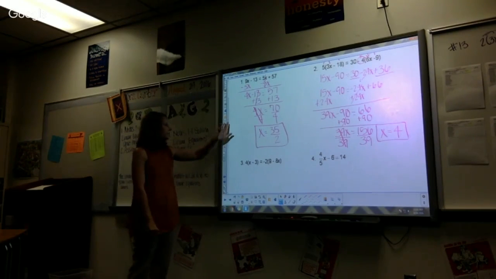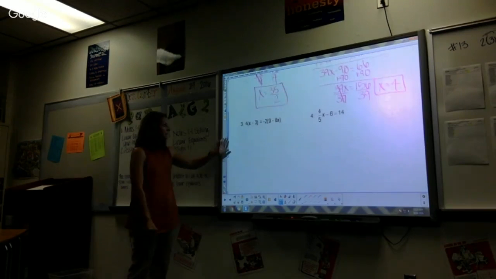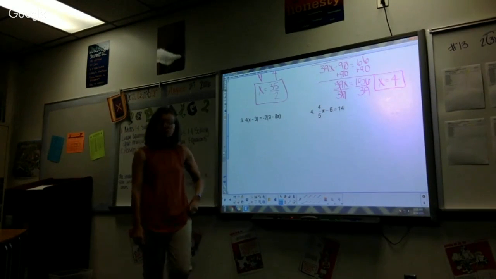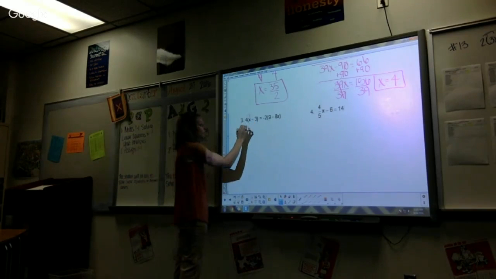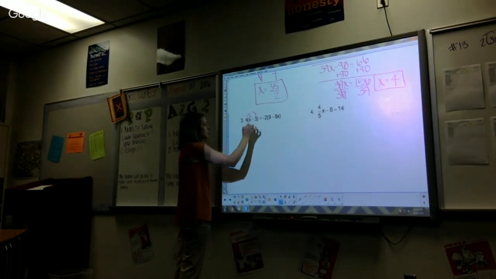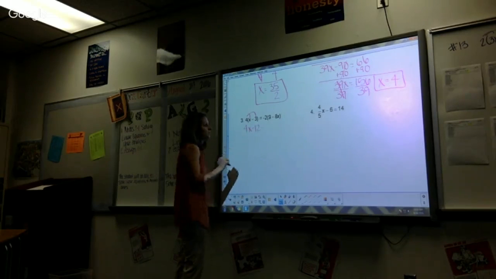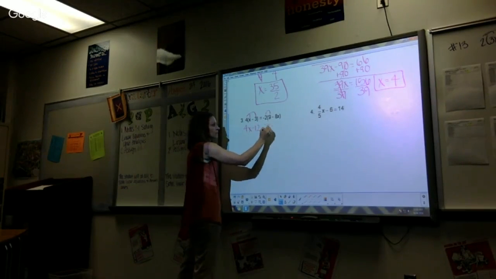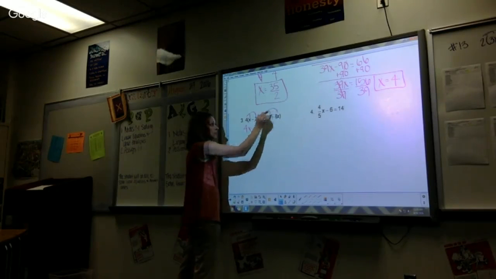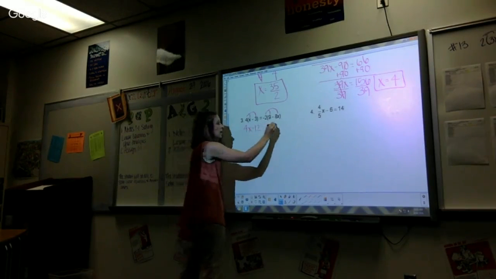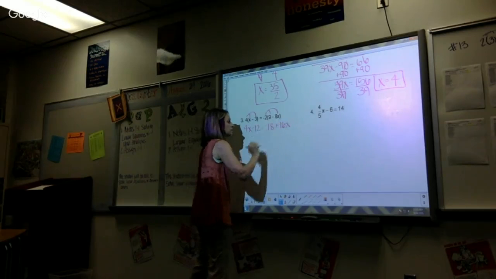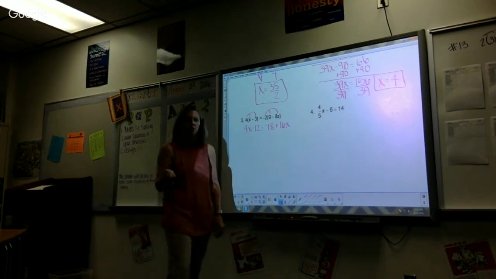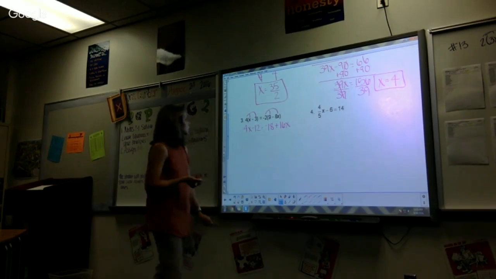Okay, let's take a look at number 3. Notice again we have parentheses, so we're going to distribute. So when we distribute, we get 4x minus 12 equals, this negative 18, and then negative 2 times a negative 8x would be a positive 16x. So always pay close attention to your signs in front of each term.